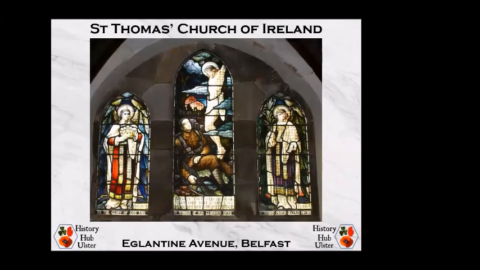Moving into Greater Belfast, the memorial window at St Thomas Church of Ireland on Eglantine Avenue, just off the Lisburn Road. The entire baptistry of this church was consecrated as a war memorial, and in addition to the window, it includes a memorial tablet recording the names of 32 fatalities and a series of small plaques commemorating individuals. One of these plaques is for the fatality that I will talk about in a few minutes.